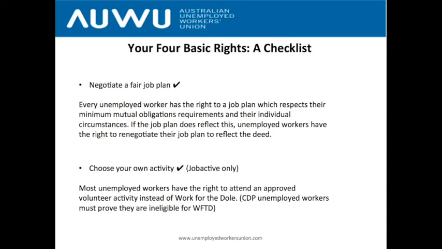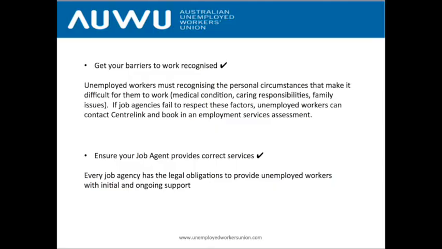Secondly, unemployed workers have the right to choose their own activity. Now, this only applies to job active unemployed workers, because unemployed workers in the DES system have no activity requirement, so this isn't relevant to them, and unemployed workers in the Community Development Program have the work for the dole all year round requirement, which means that only people deemed ineligible for work for the dole can choose a different activity. So it's much harsher in that system. But unemployed workers in the job active system have the right to choose their own activity, which can be voluntary work and approved study. So they are not required to attend a work for the dole activity.